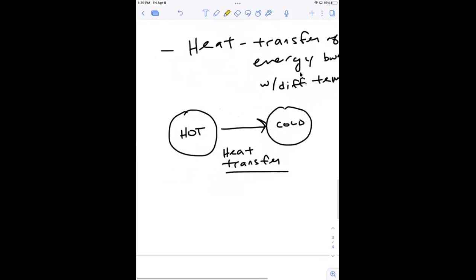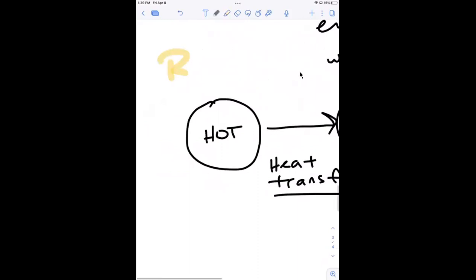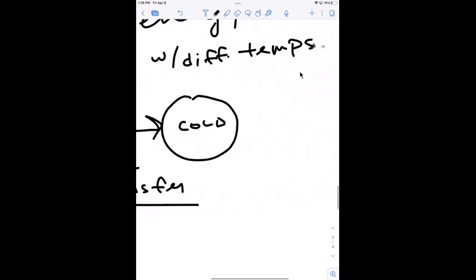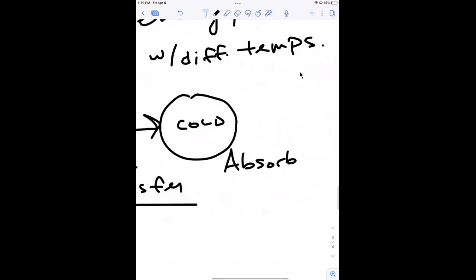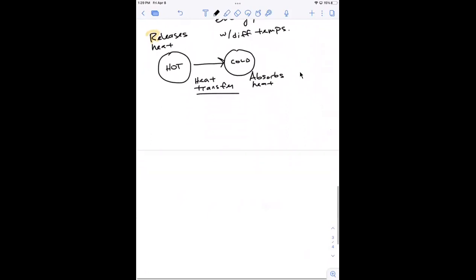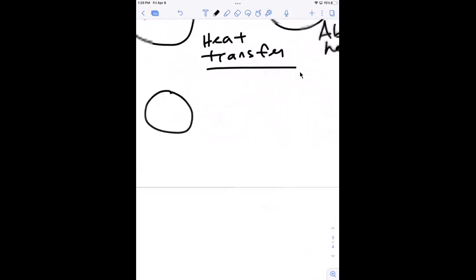All right. So something that's hot is going to release heat, and something that's cold is going to absorb heat. Right. So when we talk about heat, all heat is the transfer of thermal energy from one body to another, where one body has a higher temperature than the other. Eventually, this thing is going to equilibrate and they'll both be at room temperature.